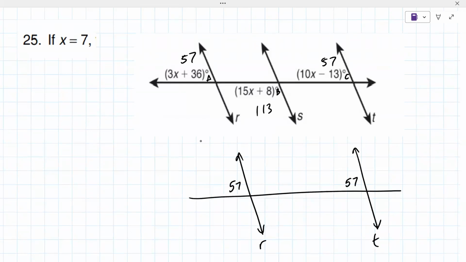These are corresponding angles. They're congruent. What do you know about the lines then? They're parallel. Yes. So R is parallel to T. Does 57 and 113, do they add up to something useful? 180? They do? Uh, wait, 170. Is that useful? No. Not really. Okay.